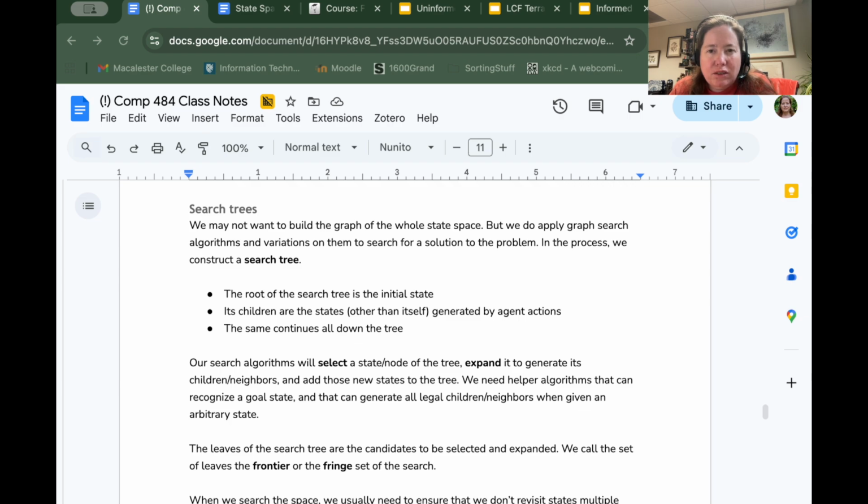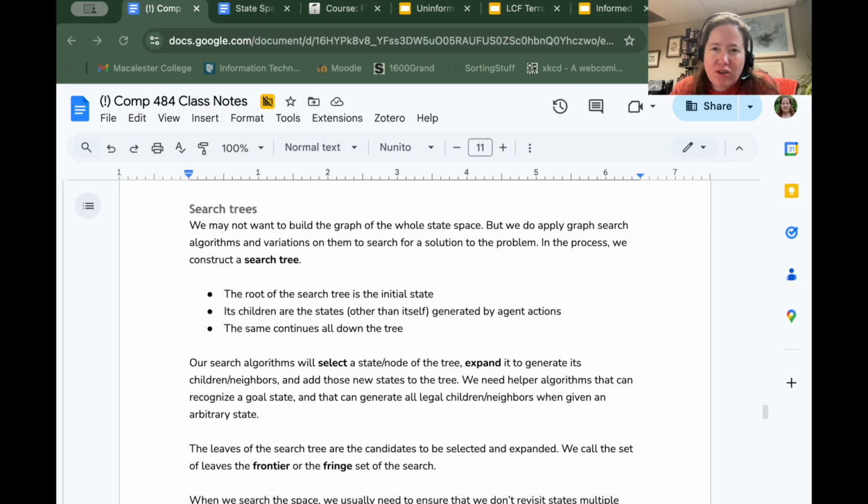Next, we're going to take a look at search trees. So the search tree is a data structure. Actually, it's more of a conceptual data structure. We don't actually build the search trees in our algorithms either. But conceptually, we imagine a search tree as the portion of the state space that we are exploring while we are searching for a solution to our problem.